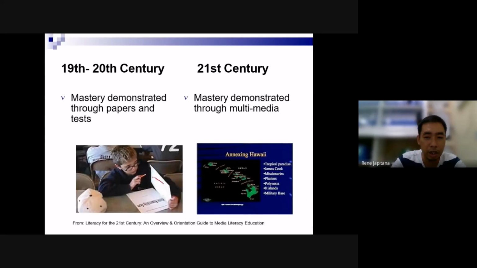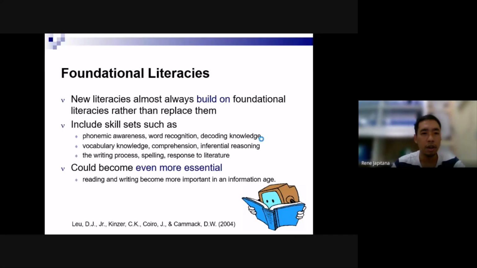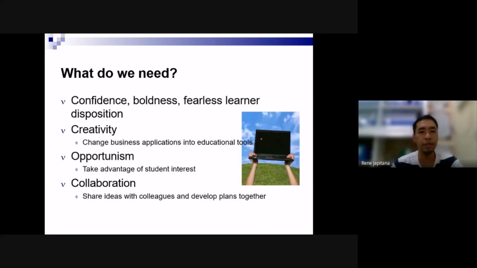Mastery, no, you need to memorize. While in this one, there is mastery, but using the multimedia. I will just skip this.